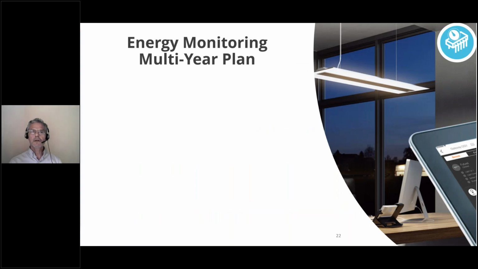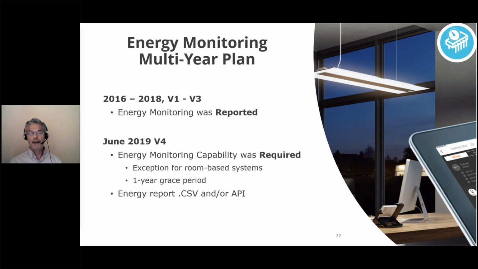In the DLC Network Lighting Control program, the capability of energy monitoring was reported, not required, from 2016 through 2018. Then in 2019, the energy monitoring capability was required for most NLC systems, with an exception for small systems that only claim a room-based scope. Also, there was a one-year grace period, so it wasn't really required until June 2020. The energy data could be in a CSV file or available through an API. Beyond that, there were no requirements for what exactly an energy report should look like.